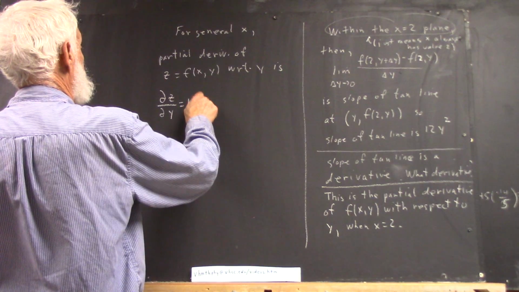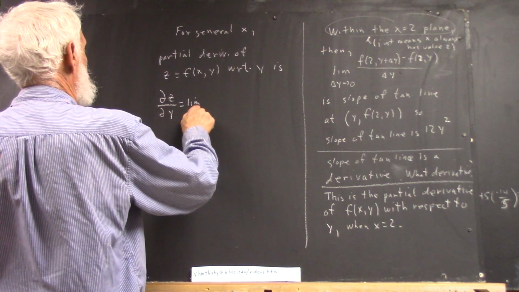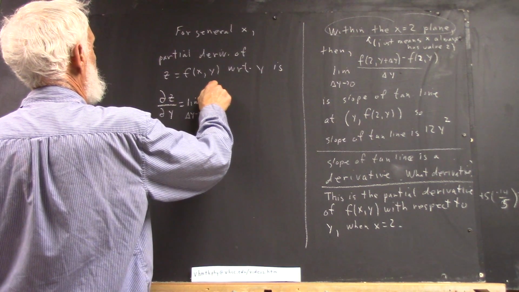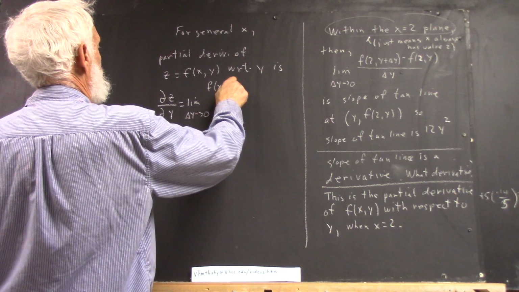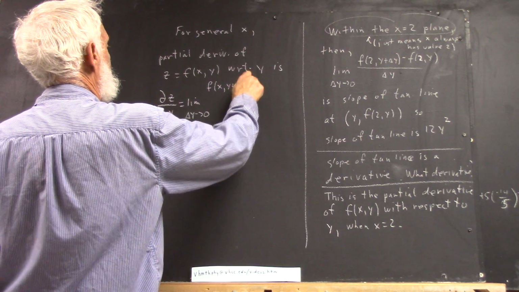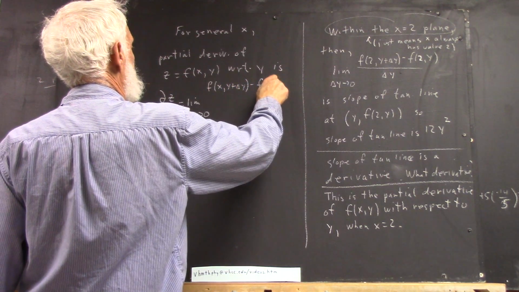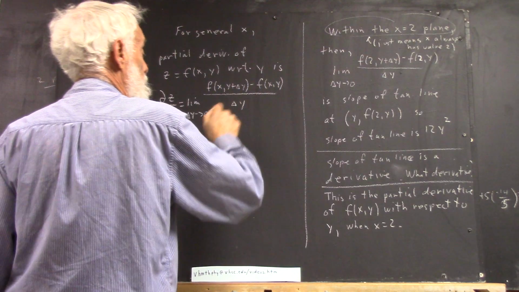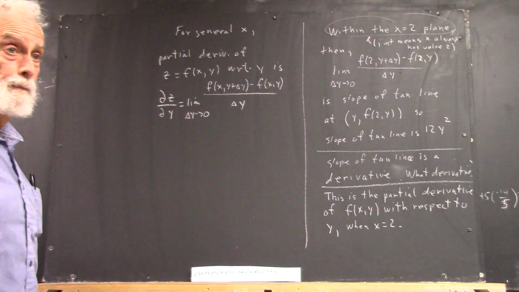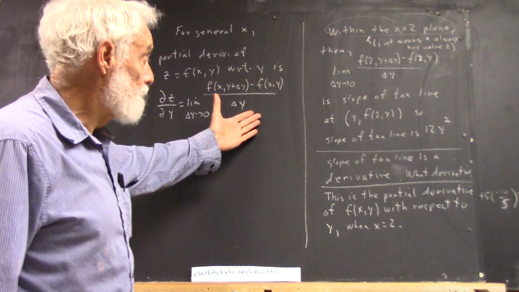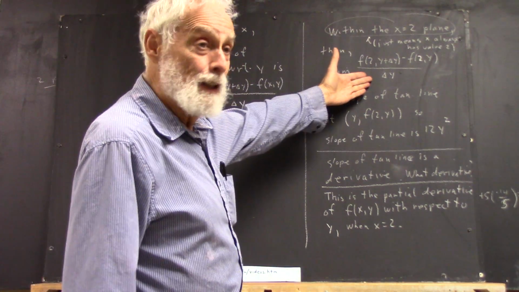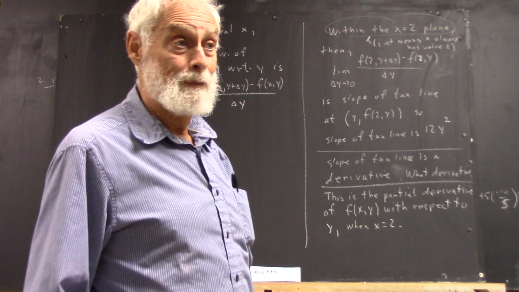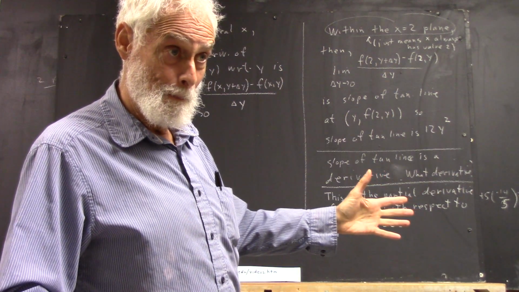We're going to say that's a limit as delta y approaches 0 of f of x, y plus delta y minus f of x, y over delta y. In other words, exactly the same expression we had here, except now we're not saying it's just a 2. It could be at any value of x. Okay?